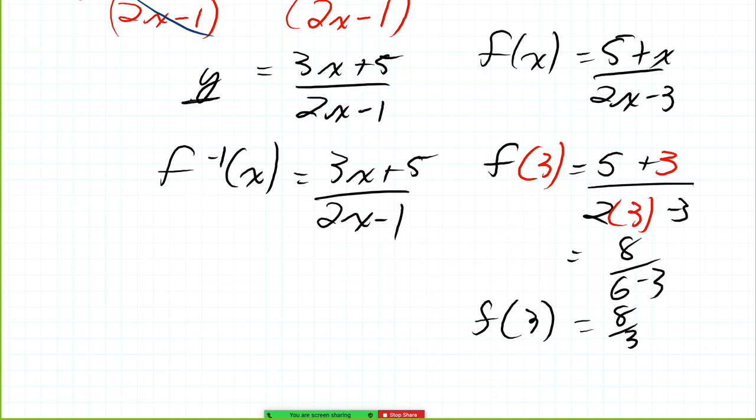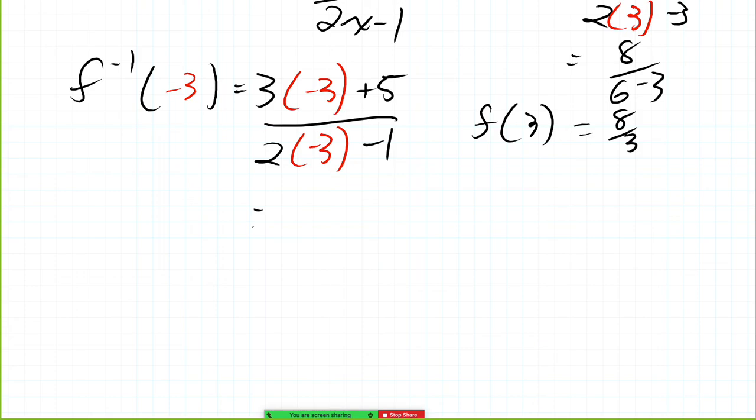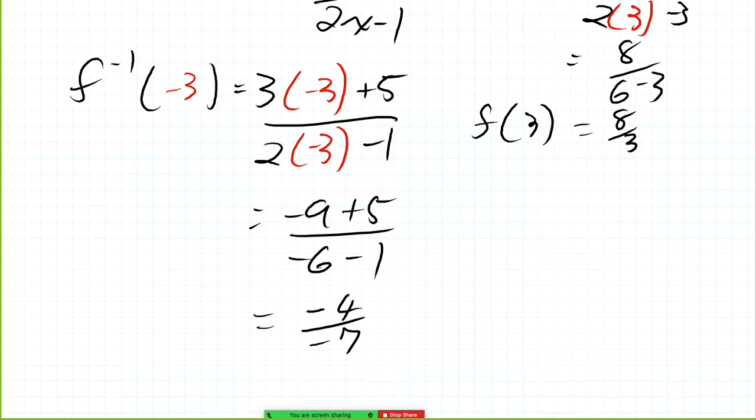Works great. For our f inverse, we need to find negative 3 when we plug it in. So we say f inverse of negative 3 is equal to 3 times negative 3 plus 5, over 2 times negative 3 minus 1. From here, again, same idea, simple basic math. We're going to carry this out. So negative 3 times 3 gives us negative 9 plus 5. On the bottom, we get negative 6 minus 1. On top, when we combine that, we get negative 4 over negative 7, which is actually positive 4 over 7. So the inverse, when we plug in negative 3, gives us 4 over 7.